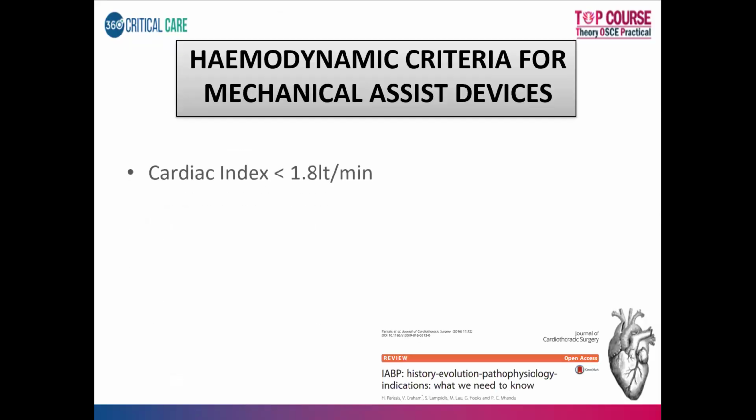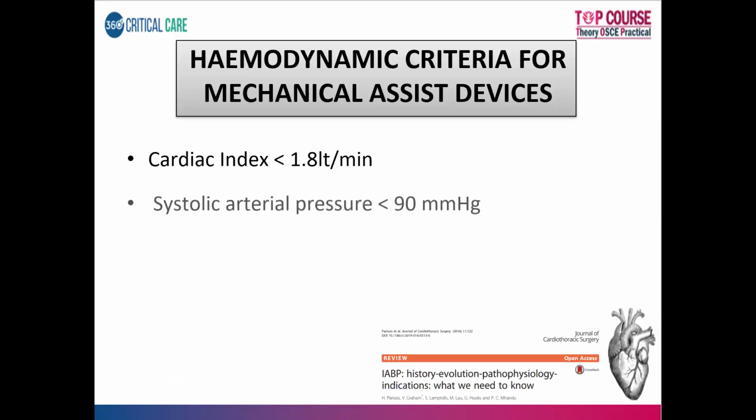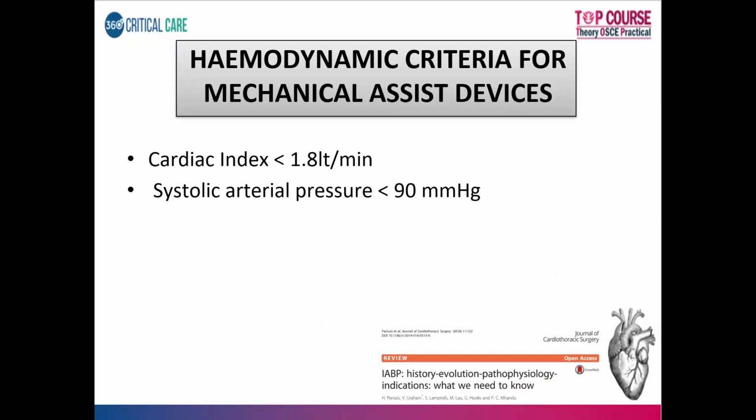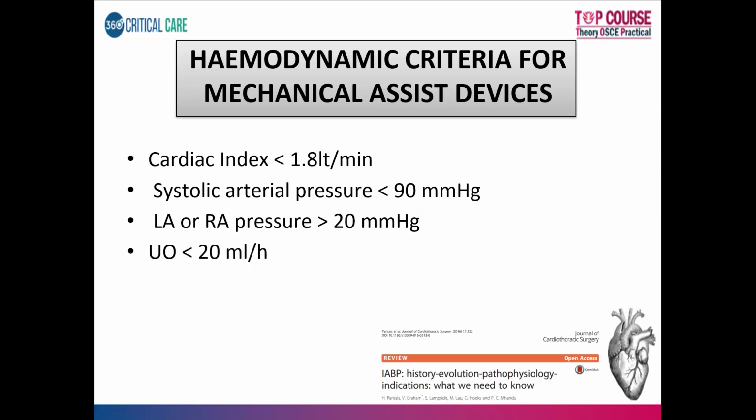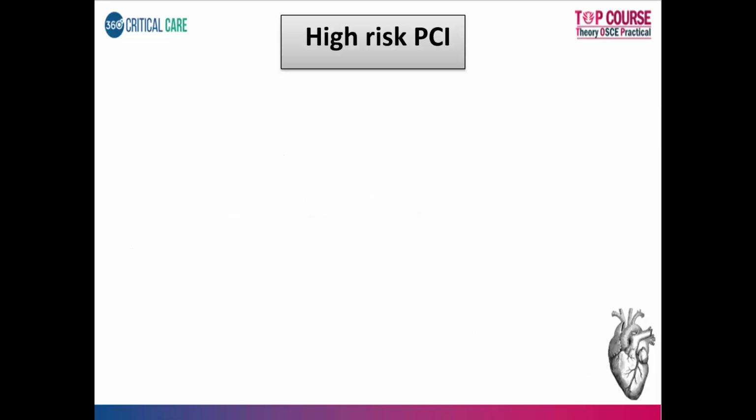So when do we use all of this? That is, the mechanical circulatory devices when the cardiac index is less than 1.8 liters per minute per meter squared, and SBP less than 90, or a left atrial or right atrial pressure more than 20 mm Hg, with a urine output less than 20 ml per hour, which usually indicates worsening cardiogenic shock. Okay, and a systemic vascular resistance more than 2,100 dynes, and presence of metabolic acidosis.